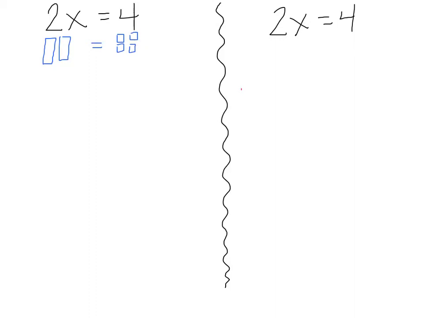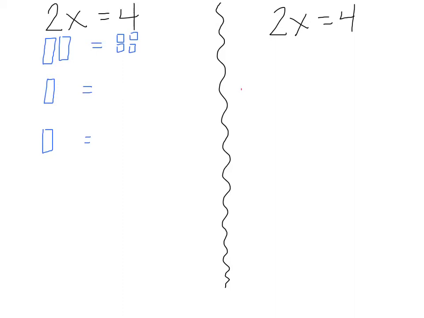And now what I need to do is I need to say, okay, well, I don't really want to know what 2x is equal to. I'm always trying to figure out what 1x is equal to. Well, if I want 1x, then I need to separate them. I need to take these two x's and put them in their own groups to figure out what each one is equal to.